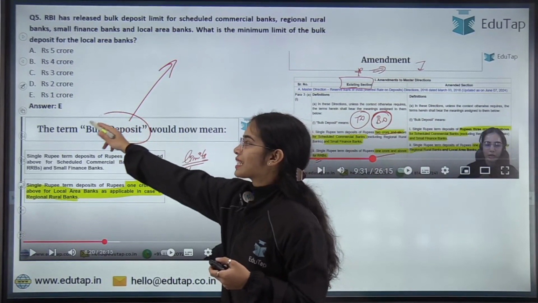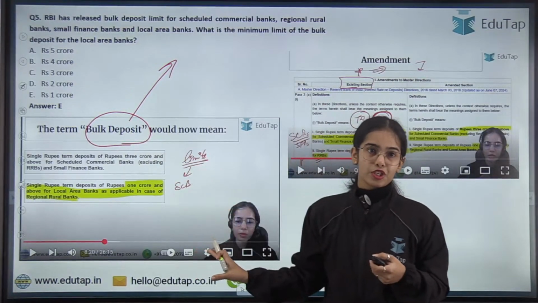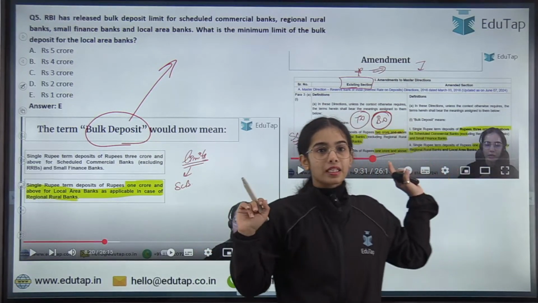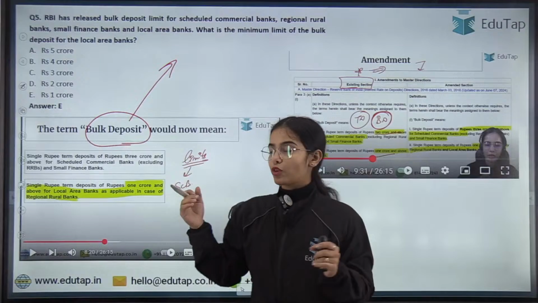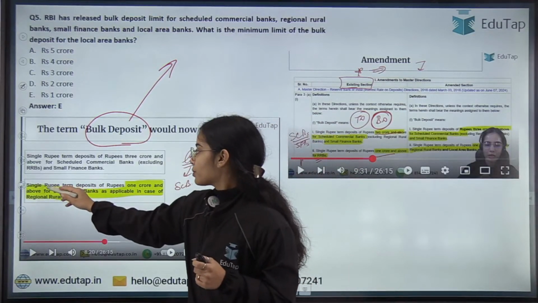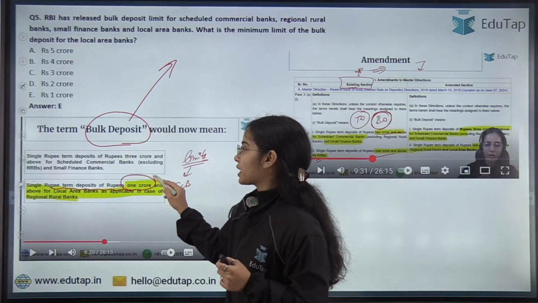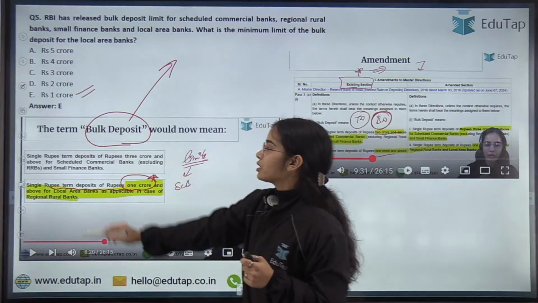Next question came on the bulk deposit. Bulk deposit was extensively covered in the sessions. You can see that it was covered that for the local area banks the bulk deposit minimum limit is 1 crore, and that question came.